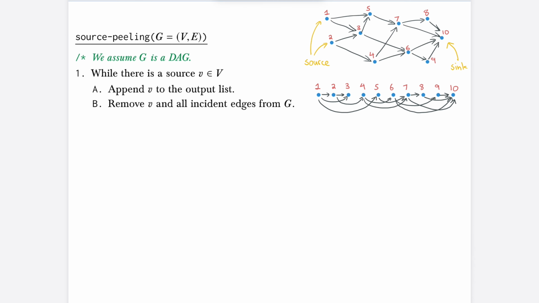Well, there's a source V, maybe I output V, and I remove V and all its incident edges from the graph. Okay. How long would it take to run this algorithm? Or maybe how can I run it fast? Something in that ballpark.